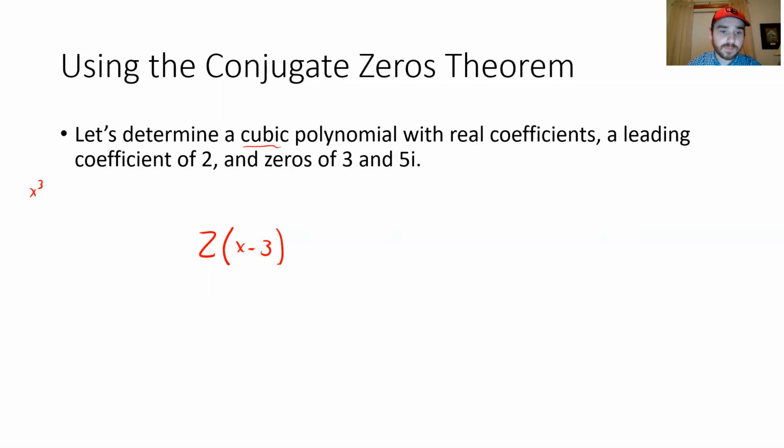We got x minus 3. And then we've got 5i, so we have x minus 5i. Now, because of the conjugate zeros theorem, I have x minus 5i, so I know that x plus 5i must also be a zero.